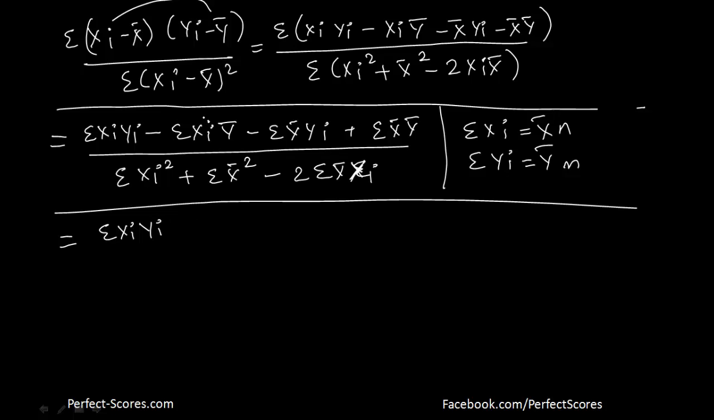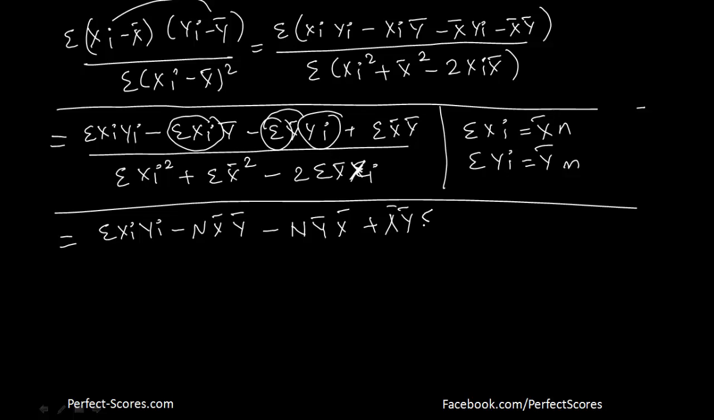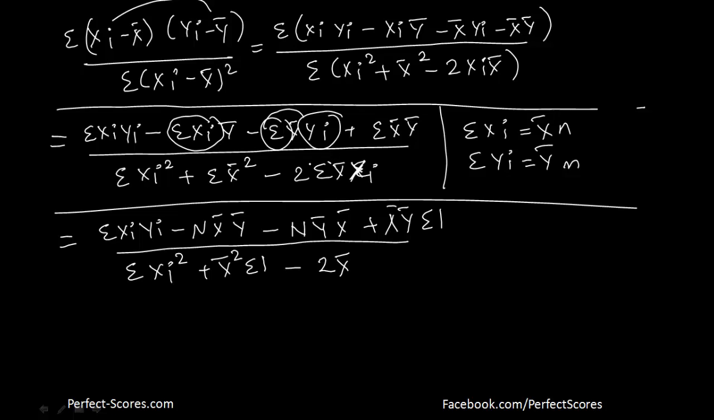Then summation of xi can be written as n times x bar, y bar is next to it, and summation of yi will be written as n into y bar, and you already have the x bar at the top, plus x bar and y bar at the top, that is summation of 1, which is going to be equal to n, by the way, divided by summation of xi square plus x bar square into summation of 1, minus, again, 2 into x bar into summation of xi, which is going to be equal to n into x bar, right? So I just use these equations.